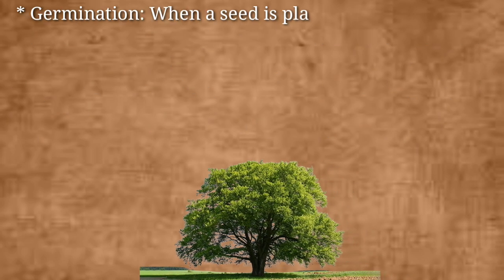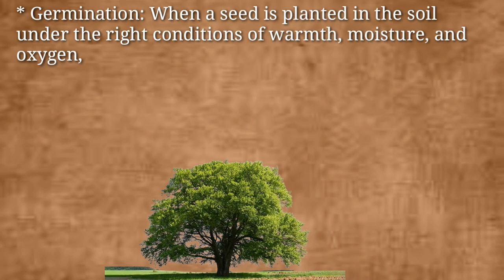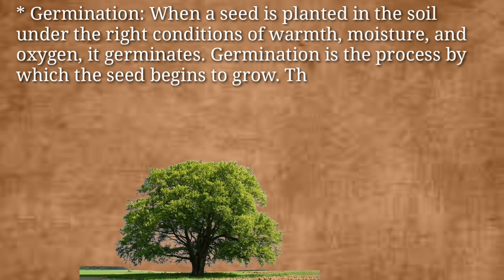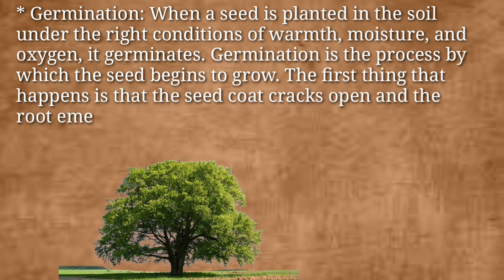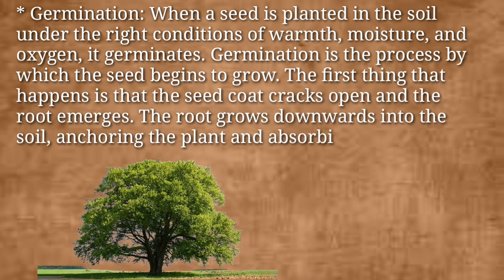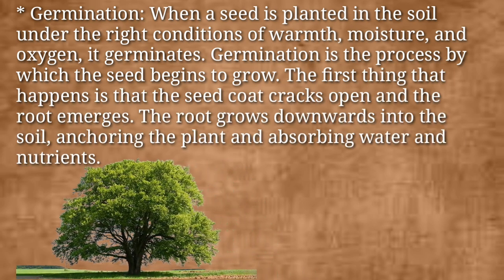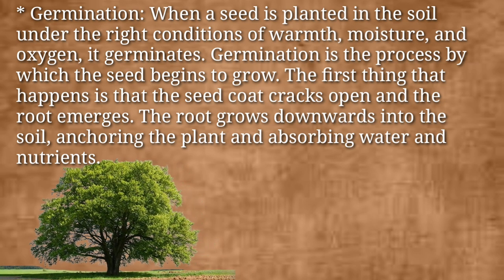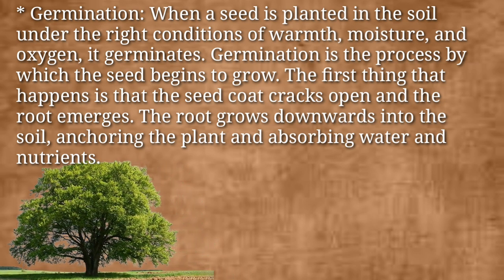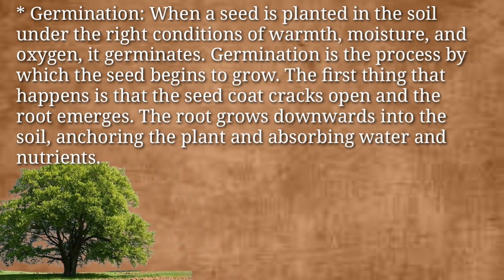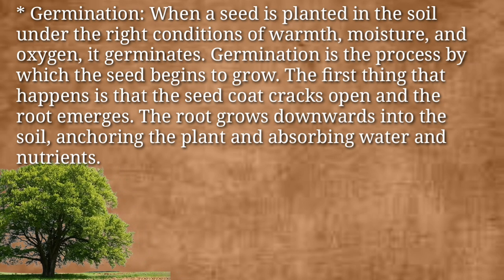2. Germination. When a seed is planted in the soil under the right conditions of warmth, moisture, and oxygen, it germinates. Germination is the process by which the seed begins to grow. The first thing that happens is that the seed coat cracks open and the root emerges. The root grows downwards into the soil, anchoring the plant and absorbing water and nutrients.